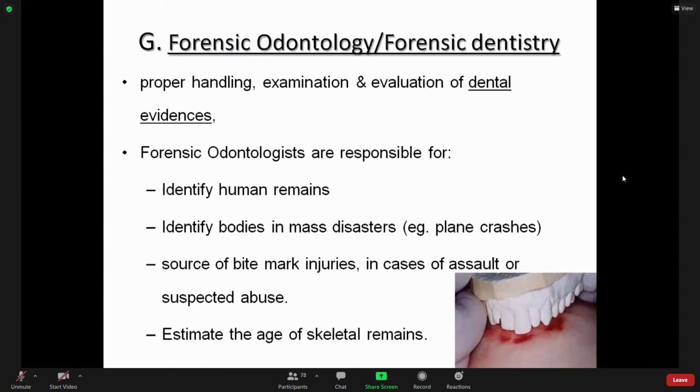Okay. Now these days, for identification, this is very, very important. These days matra, it started long time back, but now people are more focusing on forensic odontology because identification is more accurate by dental examination. Okay, so odontology bhaneko ke ho bhanda proper handling, examination and evaluation of dental evidences.